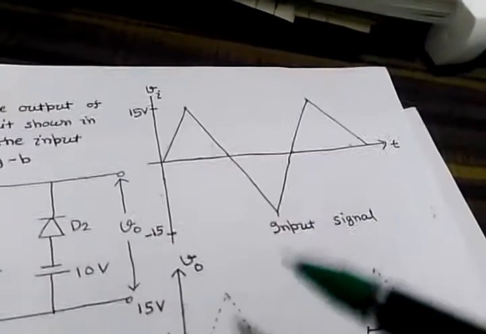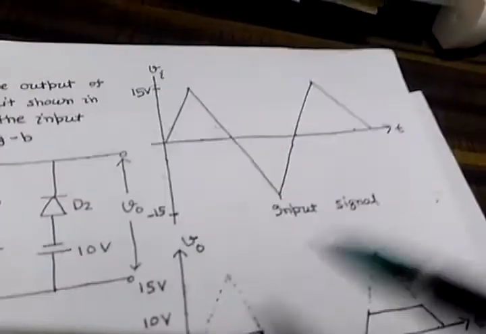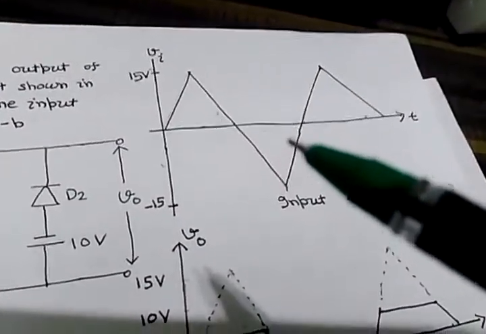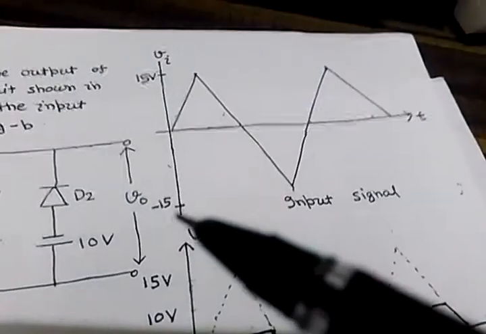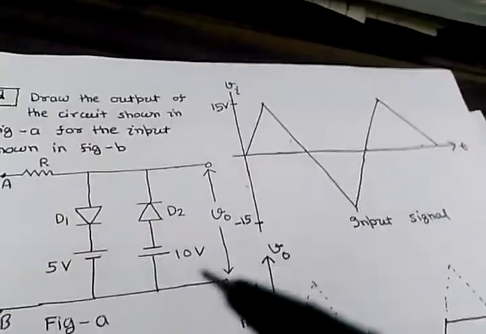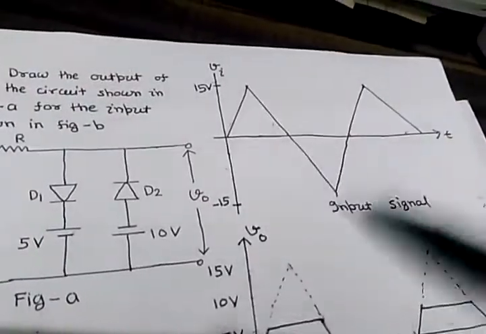Input signal Vi is shown here. This is a triangular waveform, with voltage from minus 15 volt to plus 15 volt. We have to draw the output waveform due to this input signal.